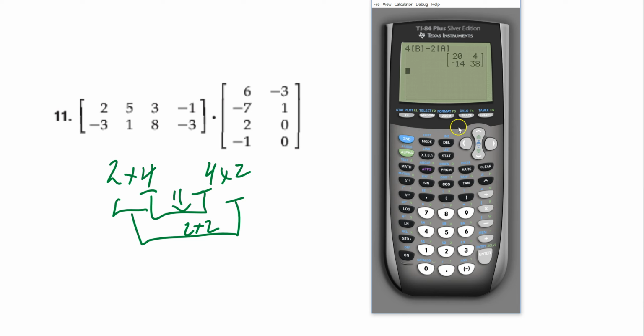Now if I want to multiply these, all I got to do is go to second matrix, select the first one, times second matrix, select the second one, and you get an answer. Negative 16, negative 1, 6, and 10.